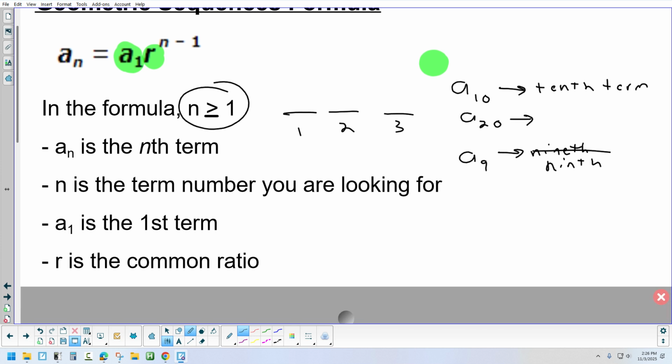So let me show you an example. Say we had 3, 6, 12, 24, 48. If I asked you to write a formula that predicts the terms in that sequence, what is the very first term?